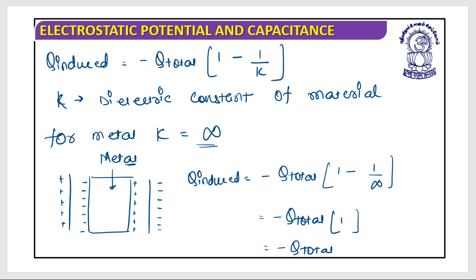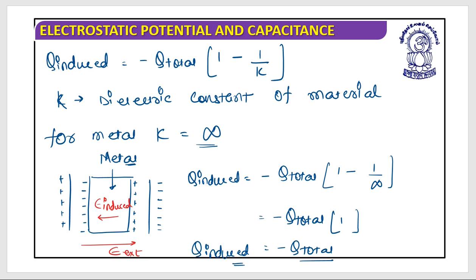So that means the induced charge would be equal to the total amount of charges that is available on the external electric field. And if these two are equal, that means this is the direction of the external electric field, and this is the direction of the induced electric field. I hope these things are clear.